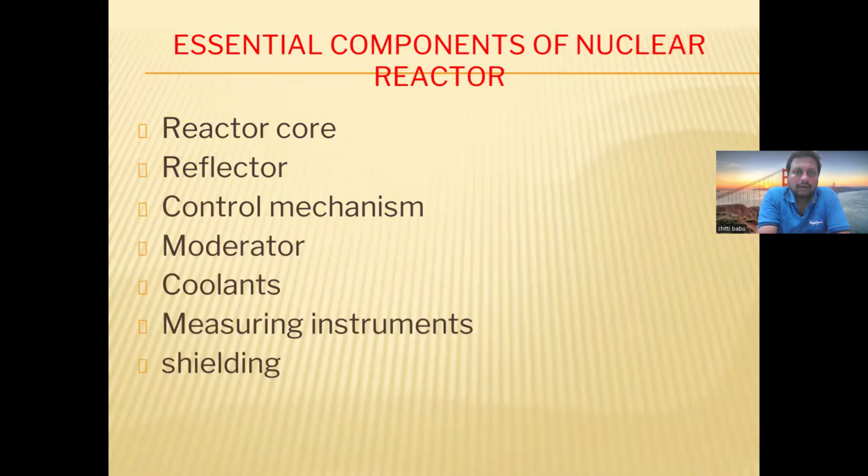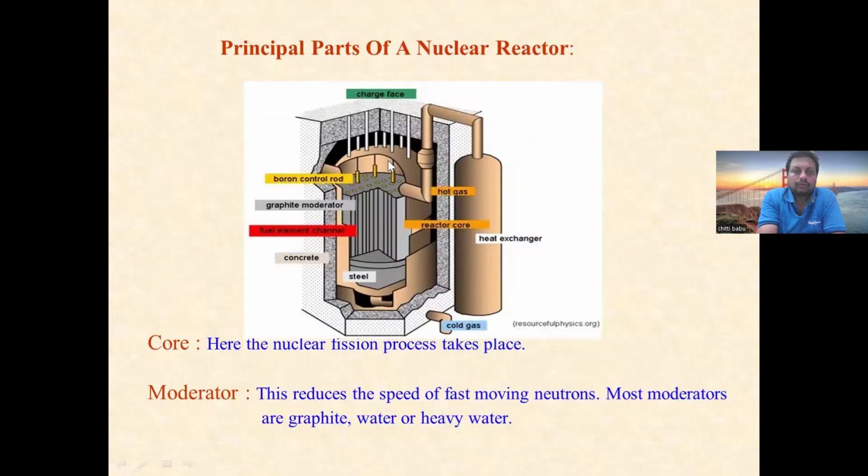So, reflector. These are the essential components of the nuclear reactor: reactor core, reflector, control mechanism, moderator, coolants, measuring instruments, shielding. So like that, we have different components that are essential parts of the nuclear reactor. We are going to see the important components in the nuclear reactor.